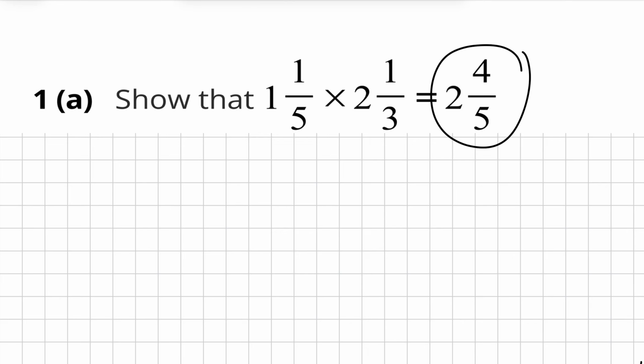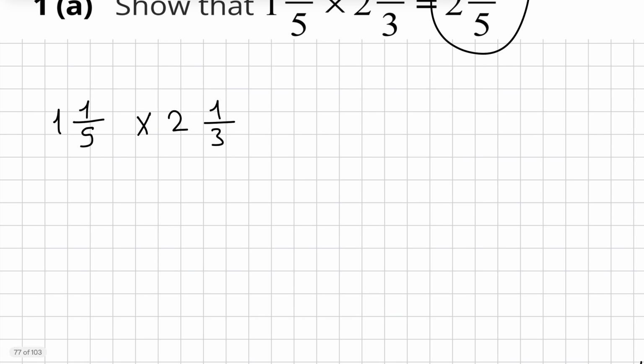First of all, we cannot multiply without having them in the improper form. Therefore, we need to change them into improper forms. So we have 1/5 times 2 and 1/3. We need to change them into improper forms first. Here we're going to multiply this, get a result, and add this, and so on for both sides. Let's start with the first side.